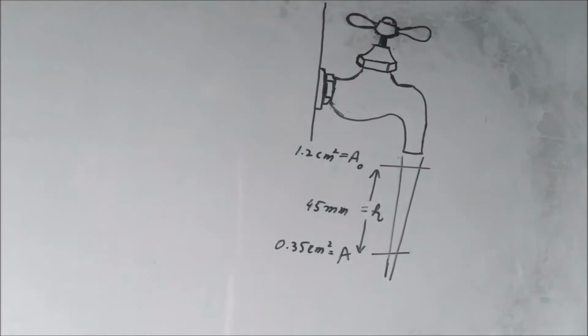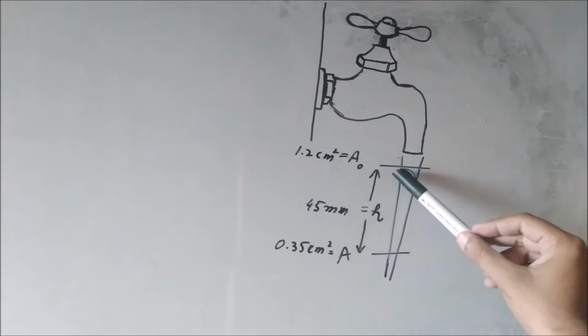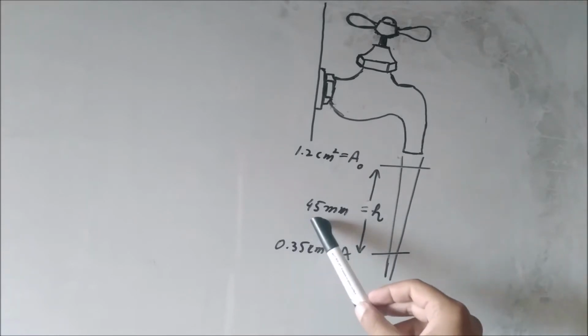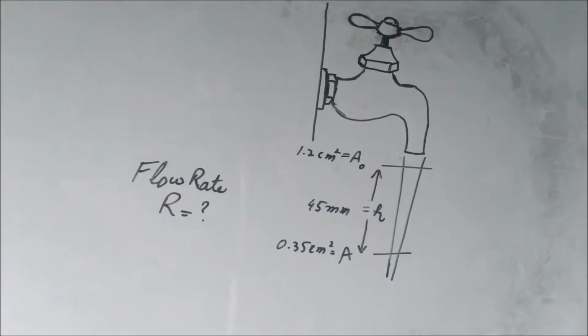As shown in the figure, water is emerging out. The cross-sectional area at the upper end is 1.2 centimeter square, while at the lower end it is 0.35 centimeter square. The distance between the upper and the lower end, that is the height h, is equal to 45 millimeter. We are asked to find the flow rate of water.